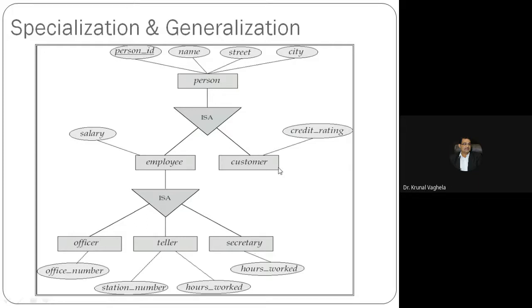Customer, for example, you can specialize into regular customer or normal customer. Something like this. So if you go from top to bottom, you are specializing the entity. And when you are going bottom to top, you are generalizing. For example, officer is an employee and every employee is a person, obviously.